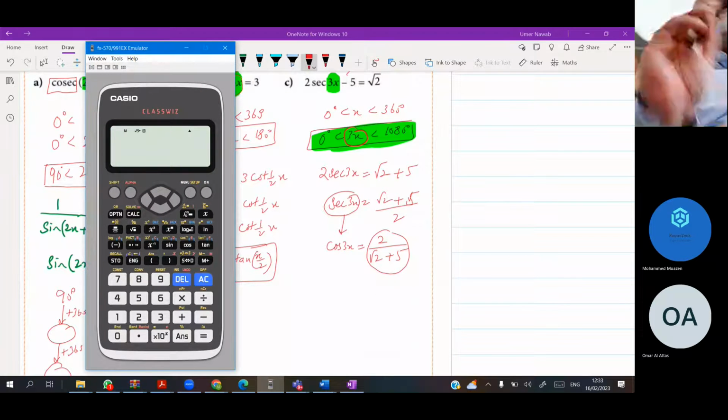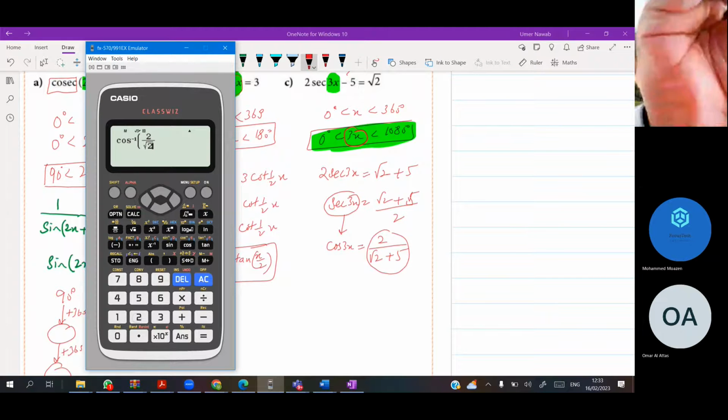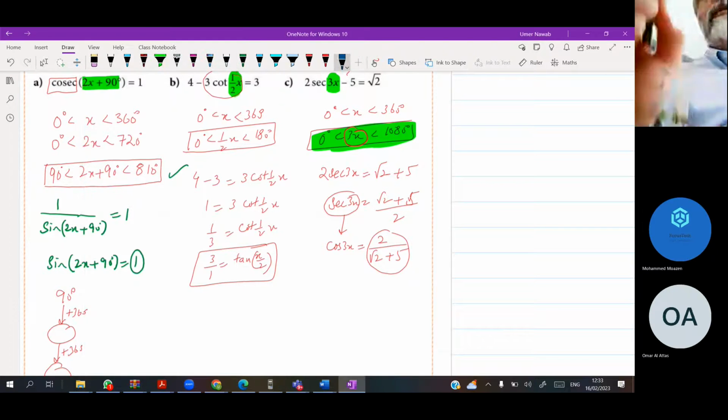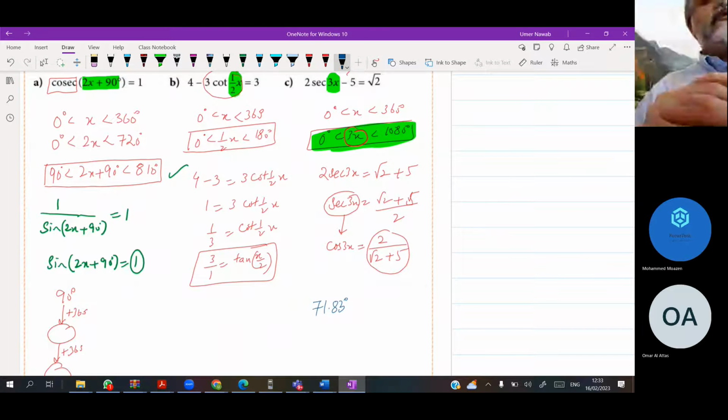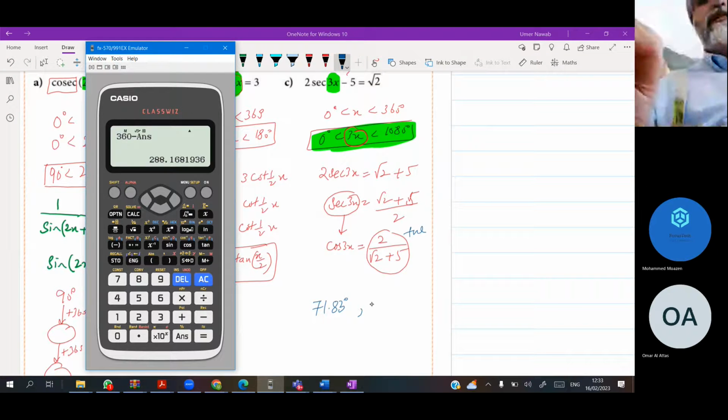Let me do it in front, without using the calculator. I'm just writing square root of 2. I want to get the acute angle. So the acute angle comes to 71.83. Got it? So this is my first quadrant, and since it is positive, I'm also expecting my answer in the fourth quadrant: 360 minus the acute angle, 288.17.